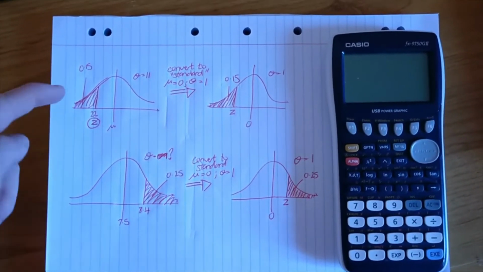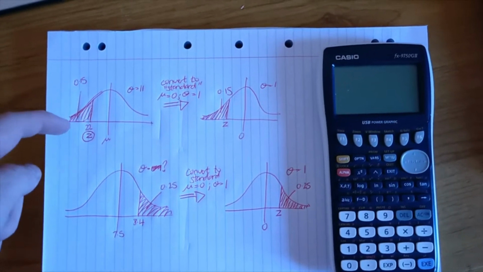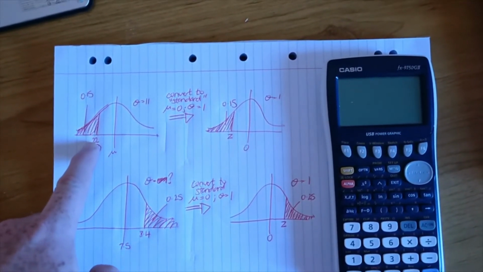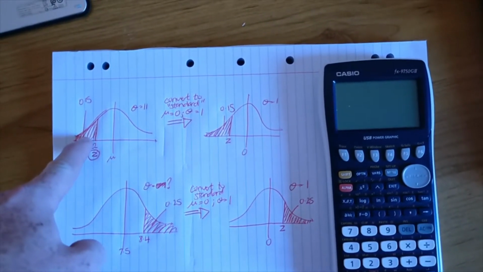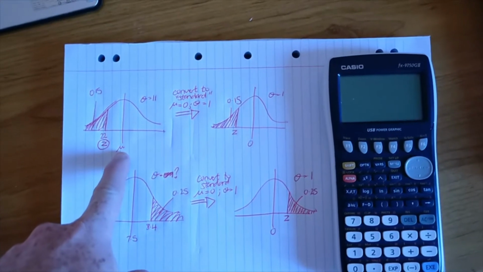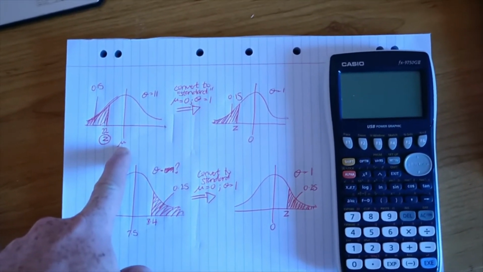So our first example, we've done the basics. We've drawn our curve. We've identified the x value. We've identified the area that we're interested in. We've identified the standard deviation. And the question here, we've been asked to calculate the mean.